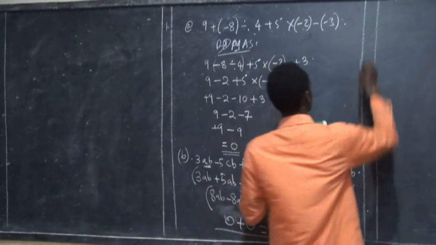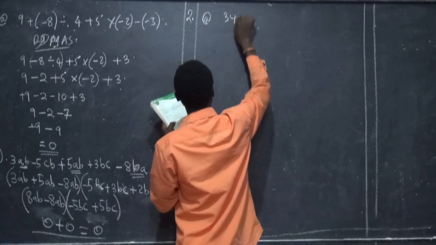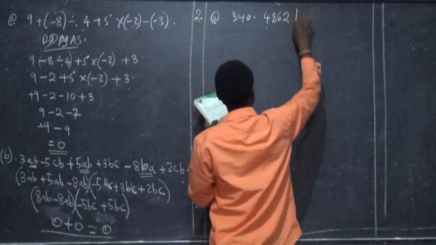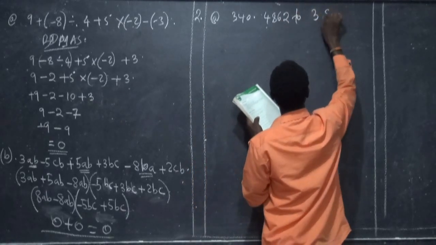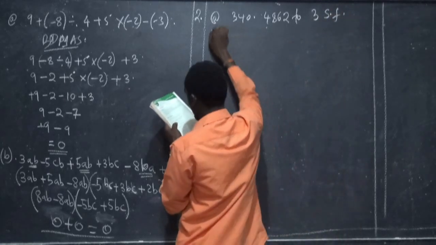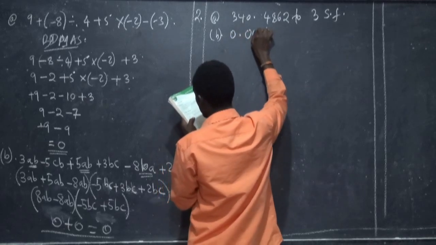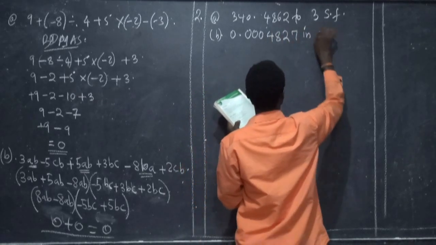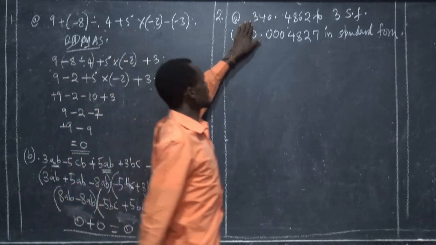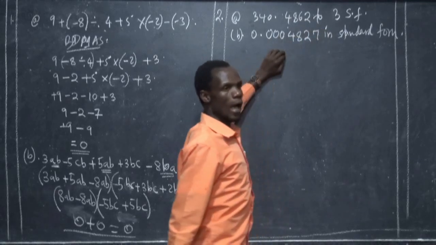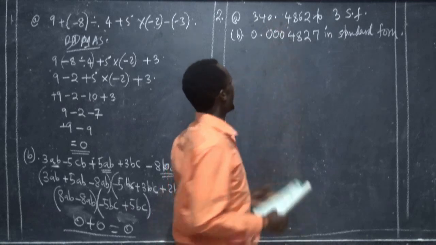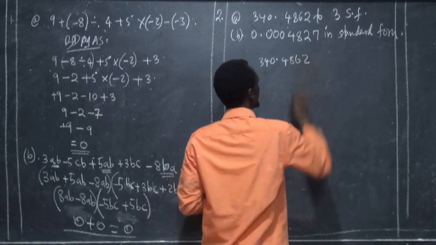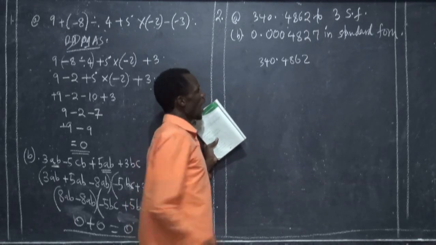Then the second question was: A, you have 340.4862, write it to 3 significant figures. And B, 0.0004827 in standard form. Now you write this one to 3 significant figures and this one in standard form. Now we have 340.4862. Three significant figures ends here.